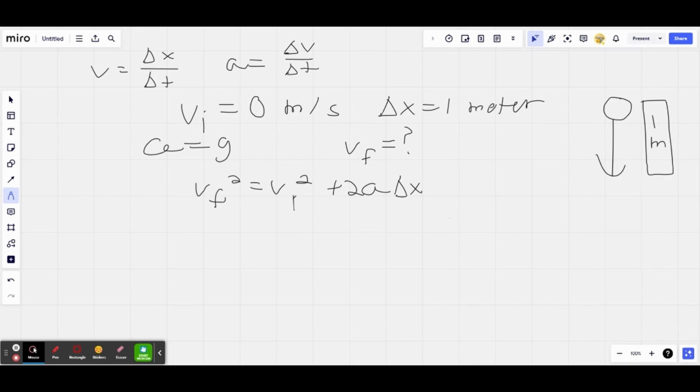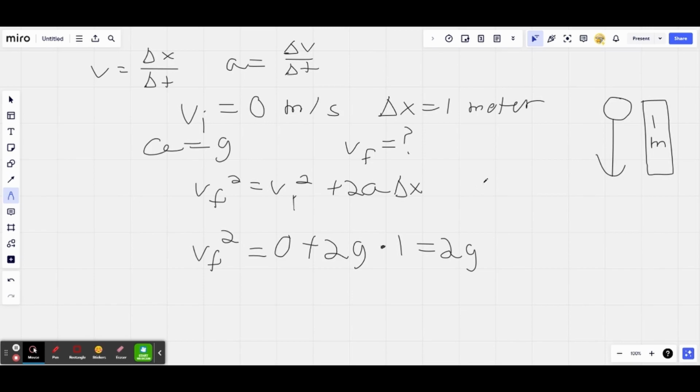So now we do not know velocity final, so we're just going to keep it as velocity final. We're going to set it equal to 0 squared, which is just 0, plus 2 times gravity, since acceleration is equal to gravity, times the change in position of the ball, which is equal to 1. Now, simplifying this with algebra skills, we get velocity final squared equals 2 times gravity.